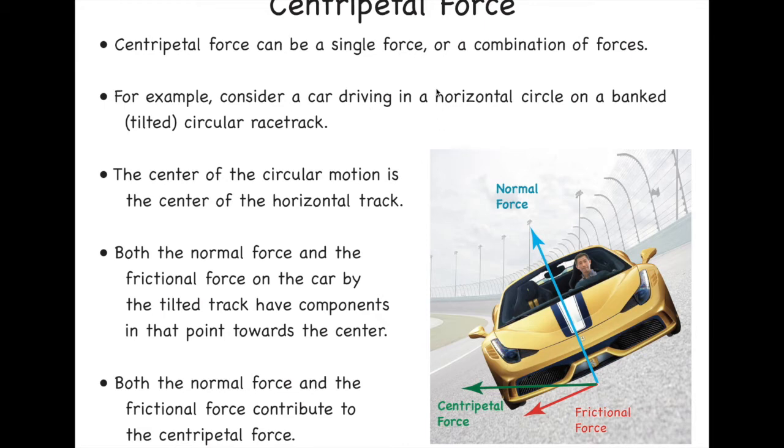a race car like this Ferrari with me driving it, driving in a horizontal circle that's banked. So it's a tilted circular racetrack. If you look at most racetracks, it's not flat. It kind of curves upward as you move towards the outside lanes. In that case, if we draw the normal forces and frictional forces here, we see that the normal force points not straight upwards, but upwards at an angle because the road is banked.